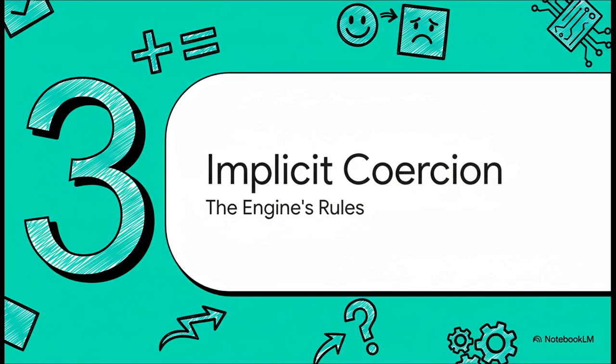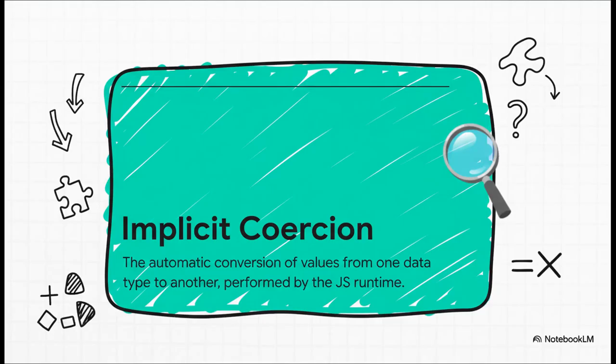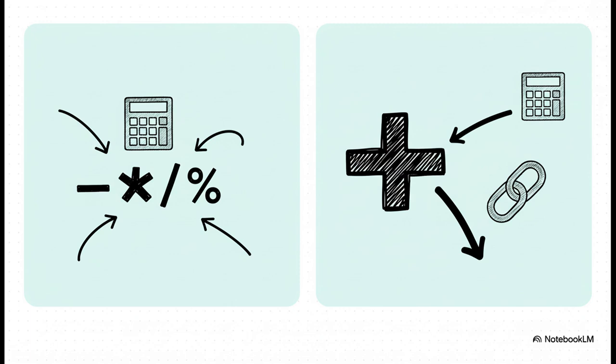Okay, so with that in mind, let's go back to that original puzzle. It's time to talk about the other path, the automatic one, called implicit coercion. So coercion is what happens when JavaScript runs into an operation with mixed types, like a string and a number, and it has to think, okay, what do I do here? It makes a judgment call all by itself to make things work. And if you remember one thing from this explainer, make it this.